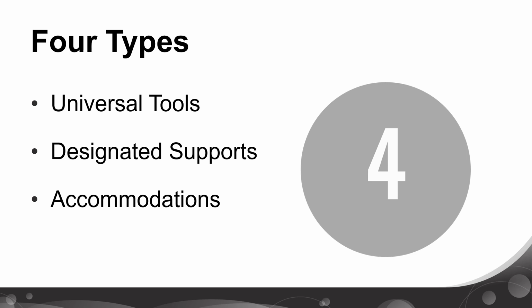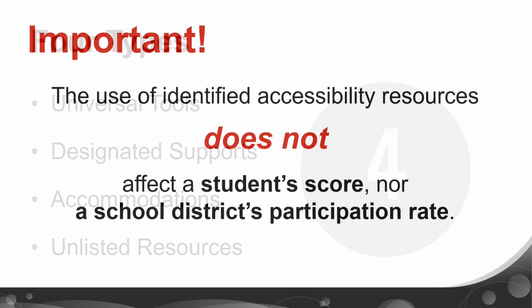For the three types listed so far, universal tools, designated supports, and accommodations, students who use these during the test will still get a valid test score. We will tell you about unlisted resources in just a moment. I'm going to say that again because it is important.